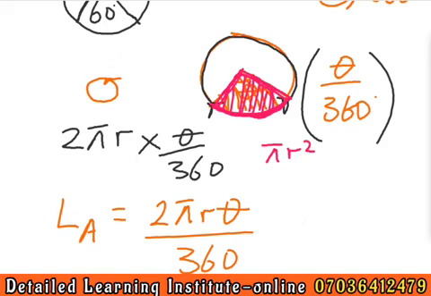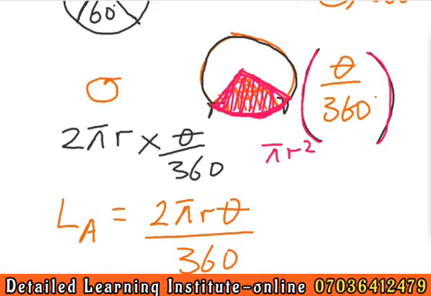So if I were to talk about this particular portion that has been shaded, the area of that portion will be simply a fraction of the overall cycle. The fraction of the overall cycle again is what? Theta over 360. That is the fraction of the overall cycle, right?